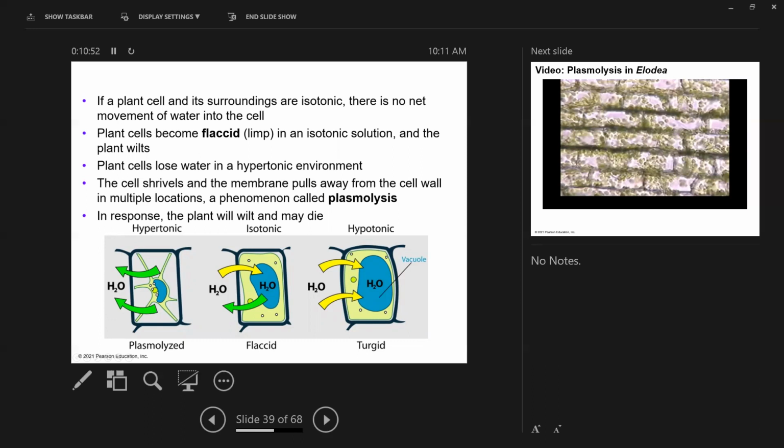And then in a hypotonic solution, water is flowing into the cell. That central vacuole is full, and the cell membrane and the cytoplasm and everything is putting pressure on that cell wall, which is making that cell turgid. And that is where we generally like to be with a plant. That's where it's standing up nice and straight and tall.